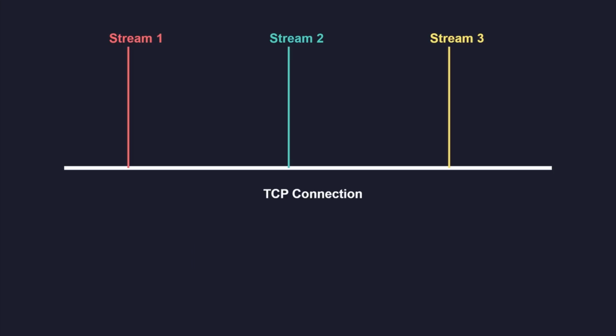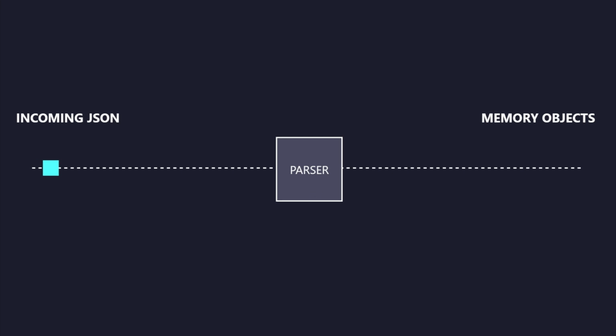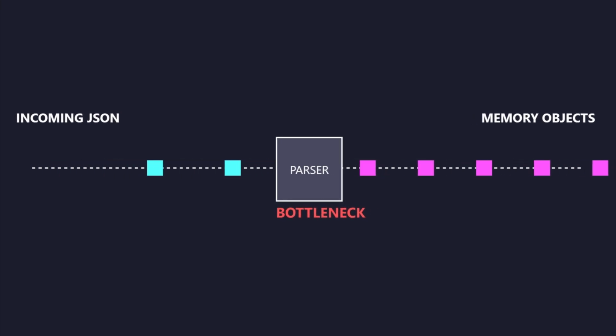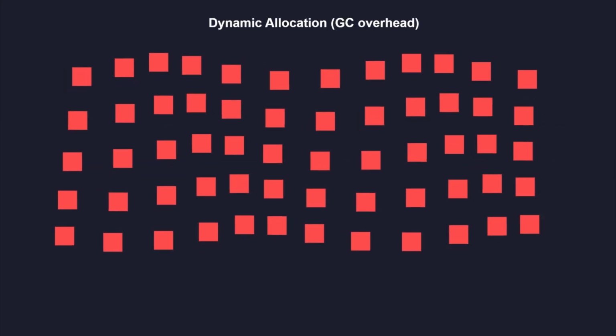The transport layer uses a single transmission control protocol connection to send multiple parallel streams of binary data simultaneously, effectively removing the head-of-line blocking issues found in older protocols. Converting text strings into memory objects requires intensive string scanning and memory allocation, creating a massive bottleneck in high-throughput representational state transfer APIs when processing thousands of requests per second.